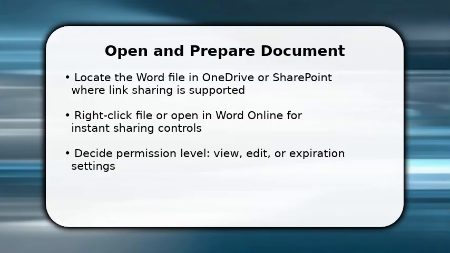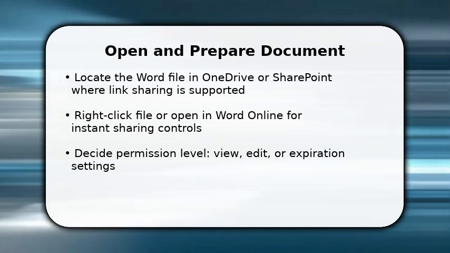You start by opening the Word file where you want to share a link. If the file is on OneDrive or SharePoint, open it in Word Online or select it in the web interface. This gives immediate sharing controls.